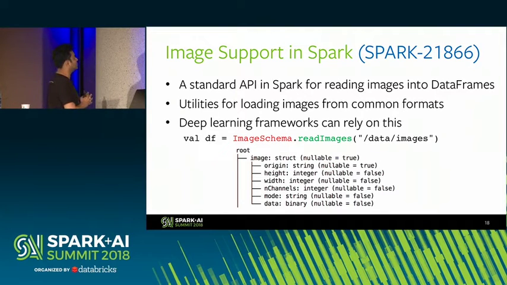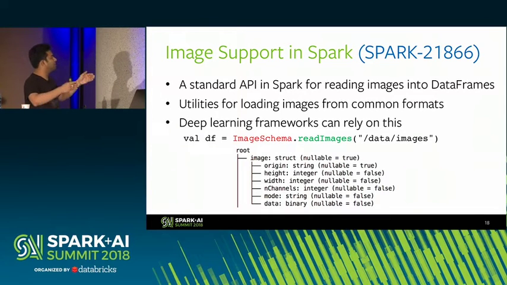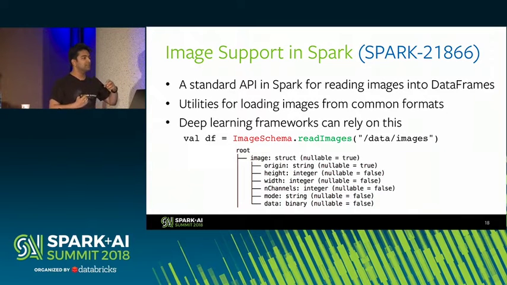Essentially, you would have a folder containing your images, /data/images. And if you run image schema.read_images on them, Spark would automatically read all these images and construct a data frame with all of them.